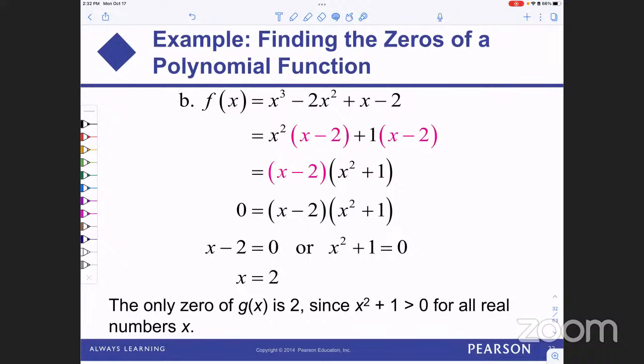The only 0 of G is going to be 2, since this other one is always greater than 0 for all real numbers x. Because again, if you think about the graph, this is a U-shaped curve that's been moved up by 1. So it's never going to touch the x-axis, so it'll never be 0. Okay, for this one, x equals 2.